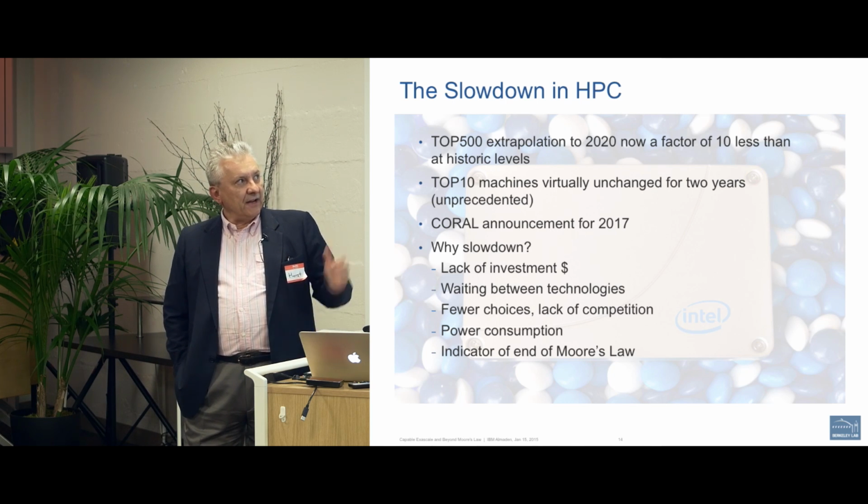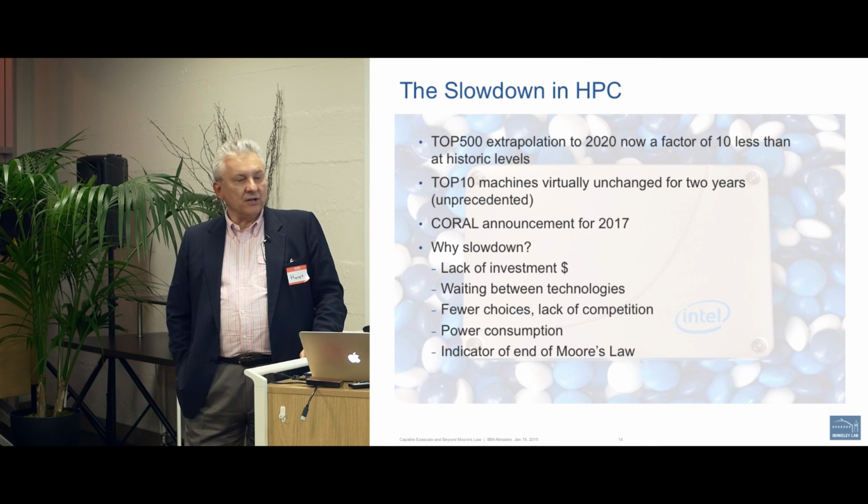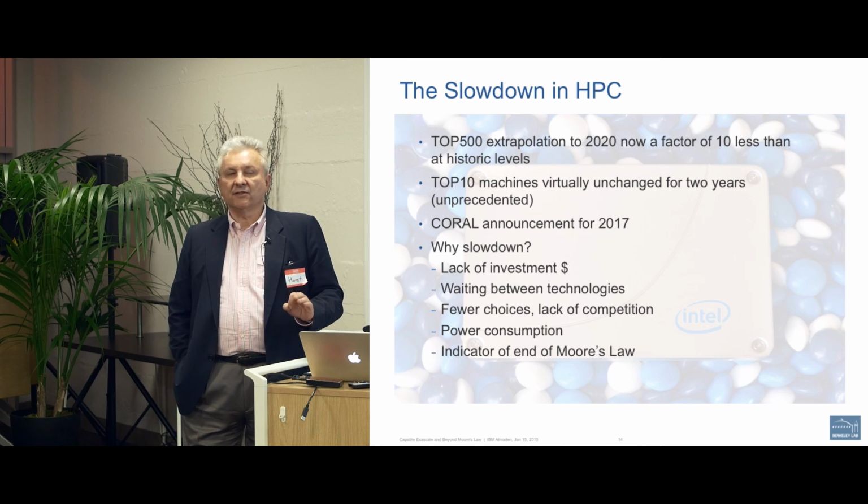Two other things: as I said, the extrapolation for 2020 is a factor of 10 less now, if you just take the last couple of years, than it was 5 years ago. For the last 2 or 3 years, the top 10 machines have been virtually unchanged. Only the number 10 system changed twice.